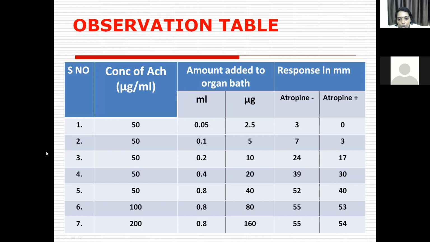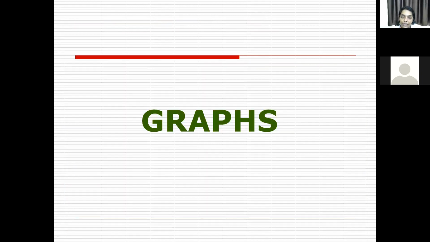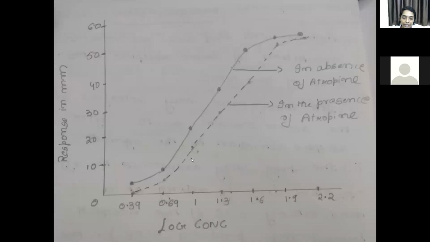See here, 2.5 microgram of ACH has produced a 3 mm response in the absence and a 0 mm response in the presence of atropine. So first you plot in the absence of atropine, and then you plot the log dose response curve in the presence of atropine. It is difficult to explain here, so please concentrate since we don't have a blackboard. For 2.5 microgram, you have calculated the log value. So now you plot the log value here, you've taken 0.39 here. Now you plot the 3 mm response.